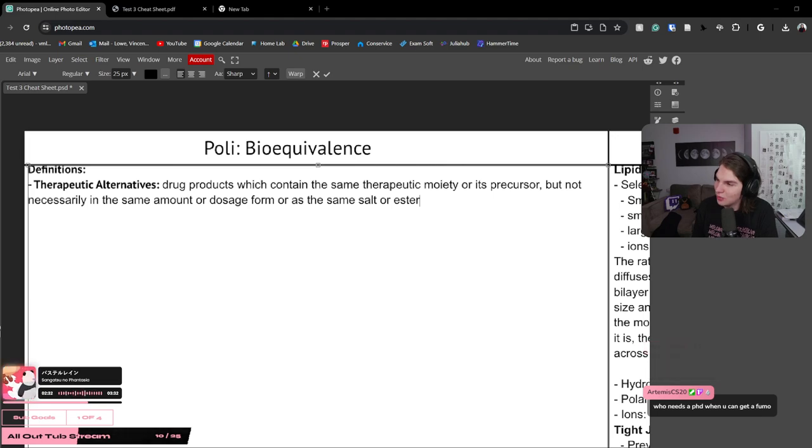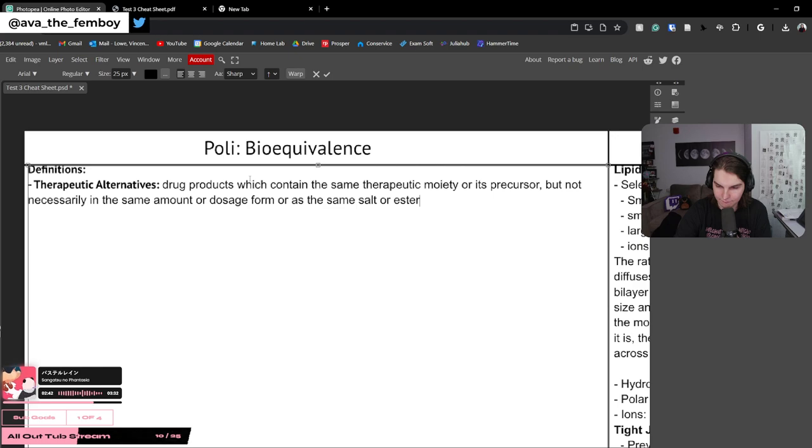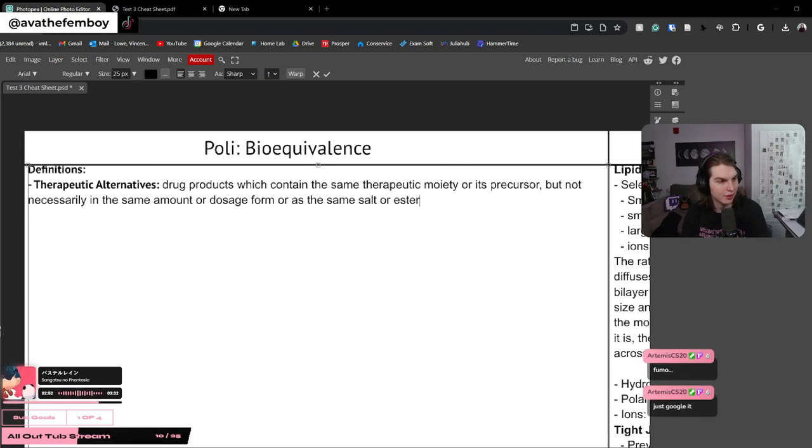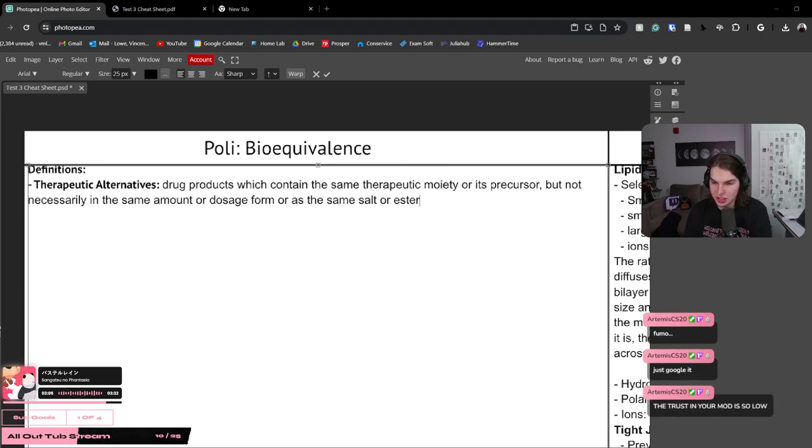Who needs to get a PhD when you can get a FUMO? I feel like this is going to be a joke, but I'm going to walk right into it. What's FUMO? Just Google it. Okay, I'm going to Google it off screen real quick. Our line of high quality plush characters. Oh, it's the stuff that you talk about all the time. Okay, cool. Neato. The trust in your mod is so low. I mean, also more than anything, Artemis, I just didn't have the primary stream window open. I had the secondary window open, so I just put it on there. Yeah, I don't trust my mod, so.